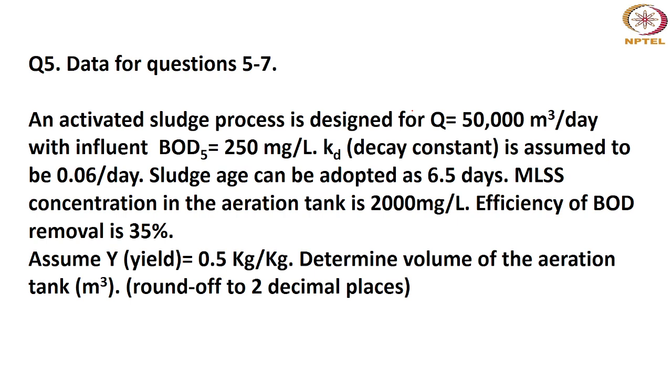So we need to design one activated sludge process, and flow rate Q is given as 50,000 meter cube per day, with influent BOD5 of 250 mg per liter. Decay constant is given as 0.06 per day. The sludge age can be adopted, that is theta c, 6.5 days. MLSS concentration in the aeration tank is 2000 mg per liter. The efficiency of the BOD removal is 35% given. You can assume yield as 0.5 kg per kg. You need to determine the volume of the aeration tank in meter cube.